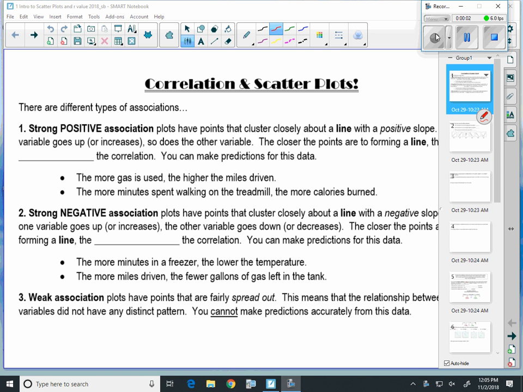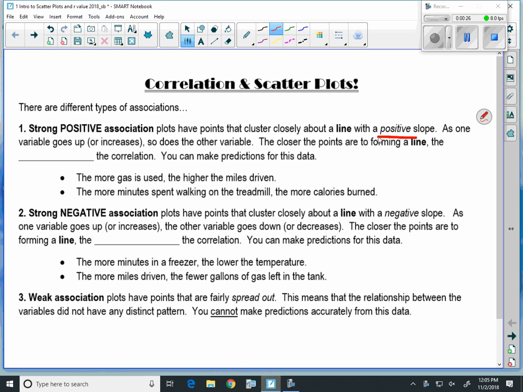Okay, so that word positive refers to the slope. When it says strong positive correlation, that has to do with the direction of the line. If it's a strong positive correlation, there are points clustered really close together that form almost a straight line, and it has a positive slope. Like I said, positive refers to the slope. Strong refers to how much it is a straight line.